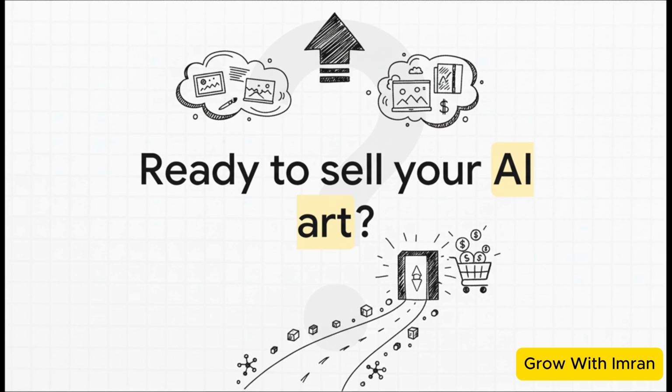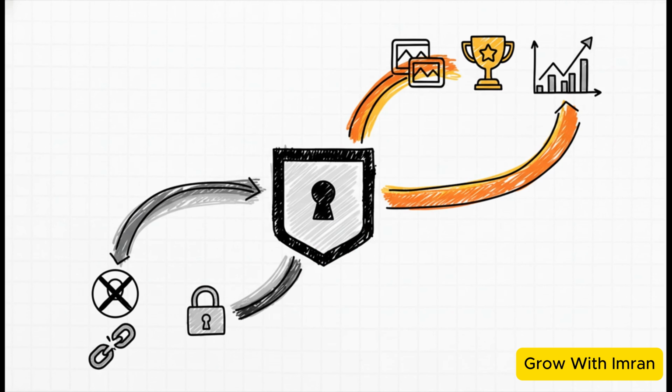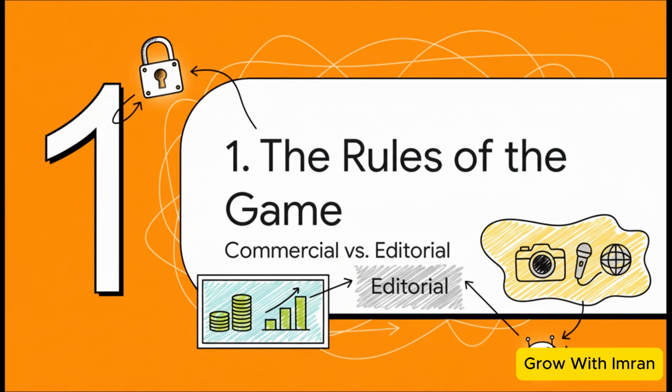I bet you are, but hold on. Before you even think about generating a single image, there is one single rule you absolutely have to know. And I'm not kidding here. Getting this wrong is the fastest way to get your account suspended before you even make your first dollar. We do not want that to happen. So let's nail this down first because it's the foundation for everything else we're going to talk about. All right, let's get right into it.